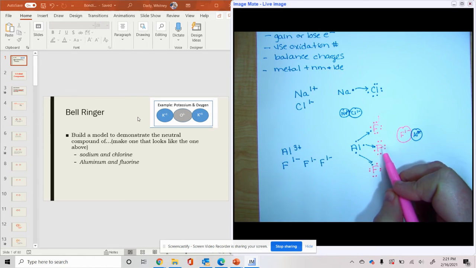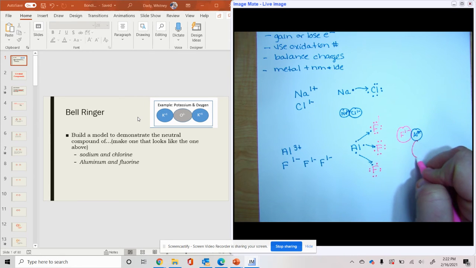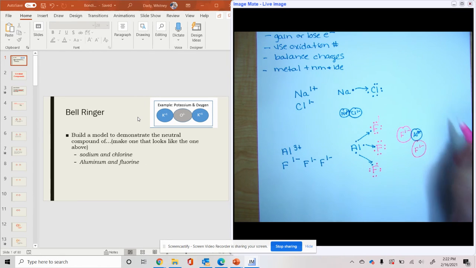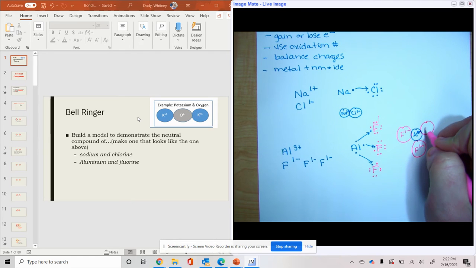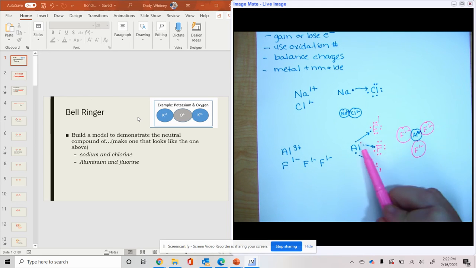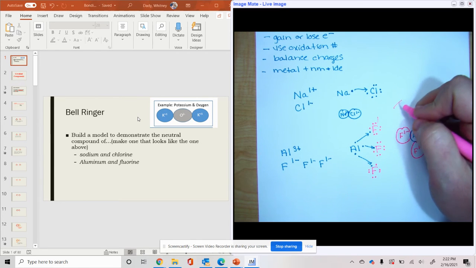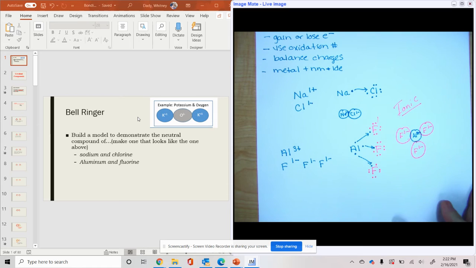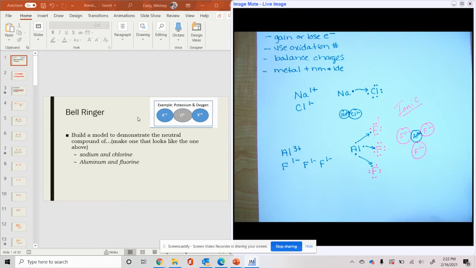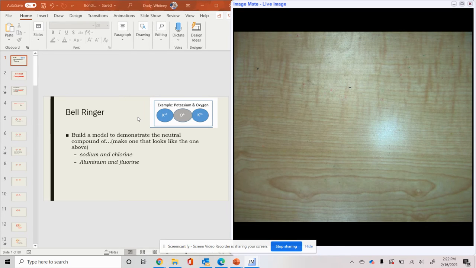Then I need, this aluminum is actually touching all 3 of these fluorines. So I'm going to have 1 here, and then 1 here. And so if you notice, the fluorines are not touching each other. The only reason they're touching the aluminum is because they are sharing. Okay, and this is an ionic bond. And so that's going to get us into what we are about to talk about now. We are about to talk about covalent bonds.